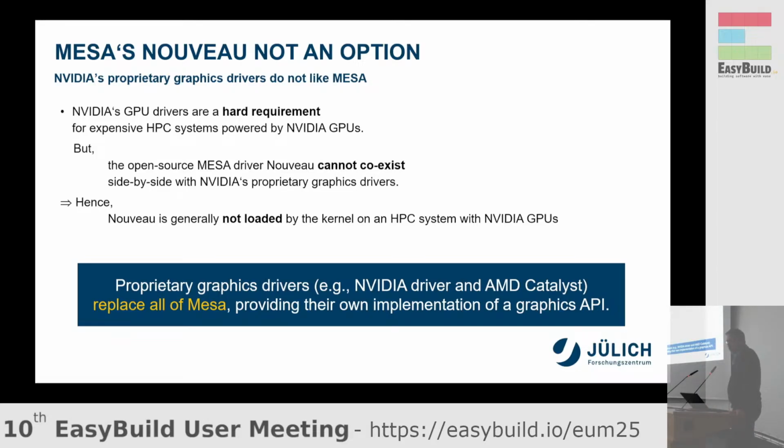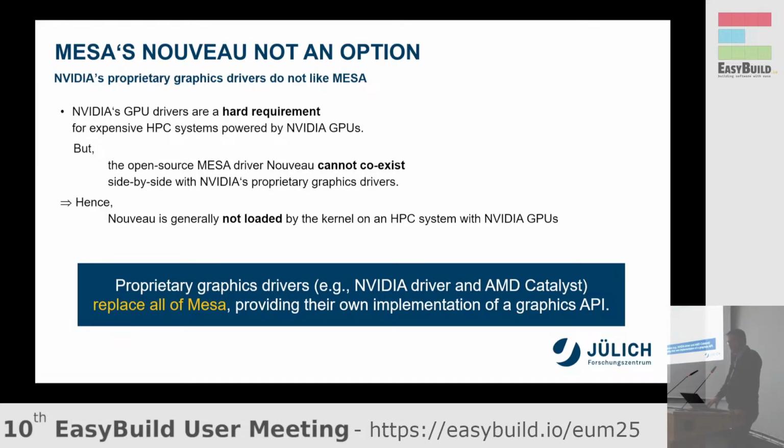Why is Mesa's Nouveau not an option? As I already said, on expensive HPC systems we should better use the most optimized driver. So it's a hard requirement to install and use the NVIDIA GPU drivers. It's a pity, but Nouveau and the NVIDIA drivers cannot coexist on the system side by side. So one has to decide on one or the other. For that reason, there's no Nouveau on the HPC systems, and it's not loaded.